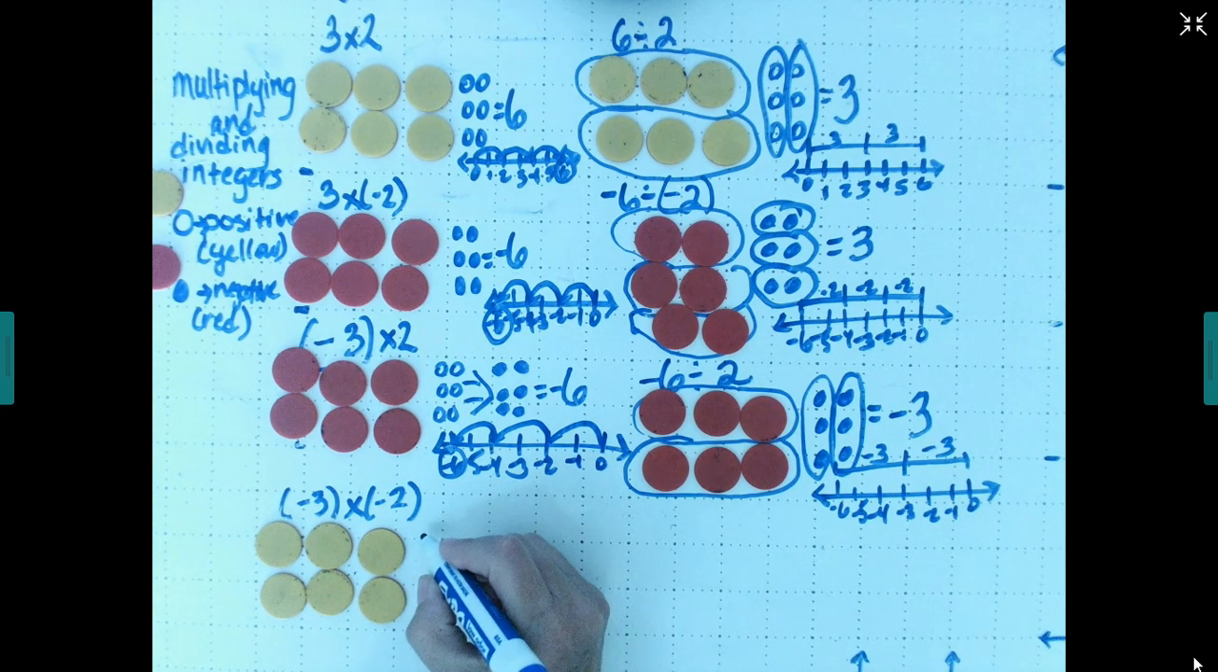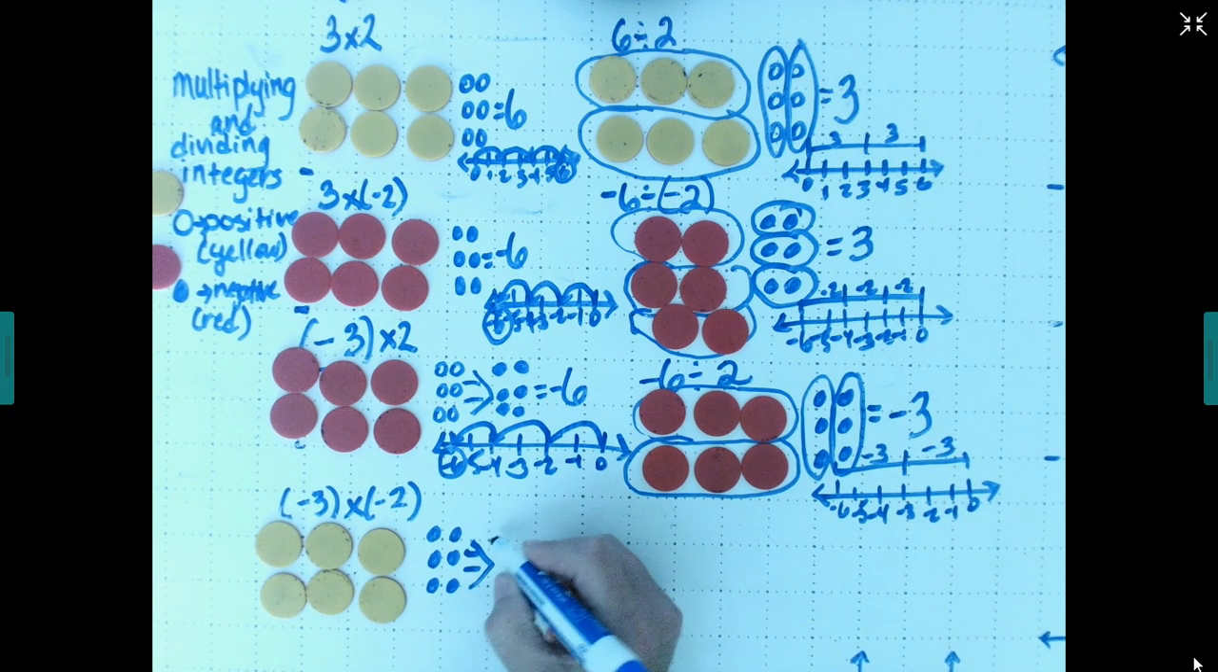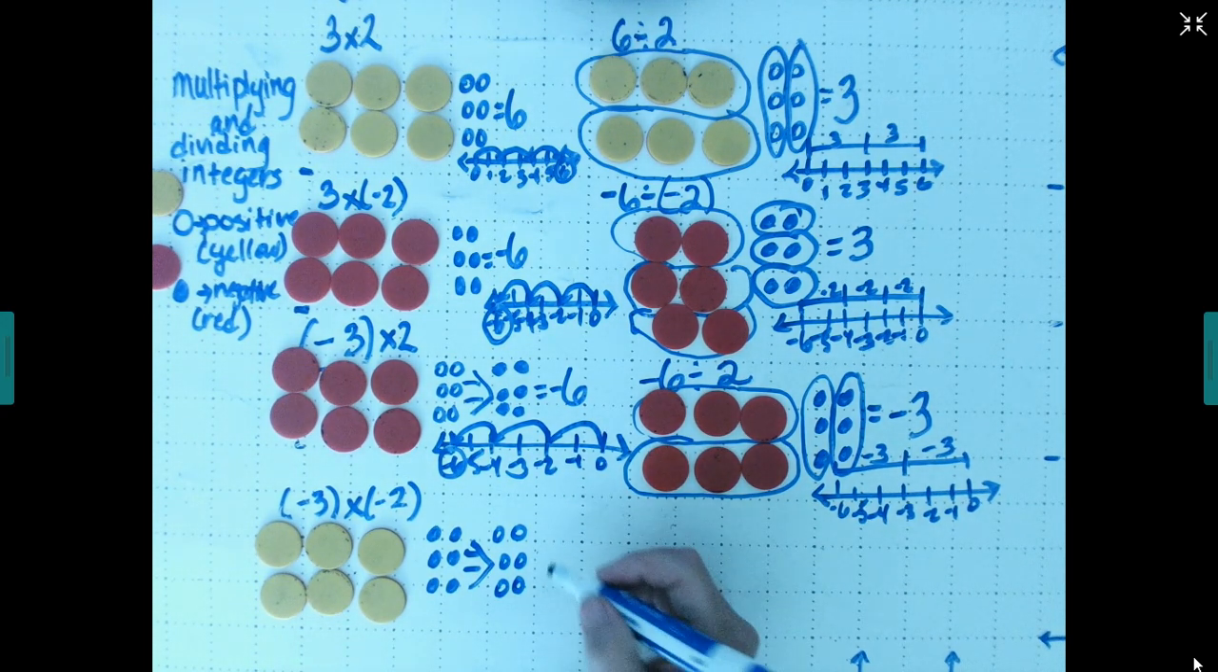Let's look at that again. We want the opposite of 3 groups of -2. So we're starting with 3 groups of -2. And then we want the opposite of that, which is 3 groups of +2, which gives us 6.